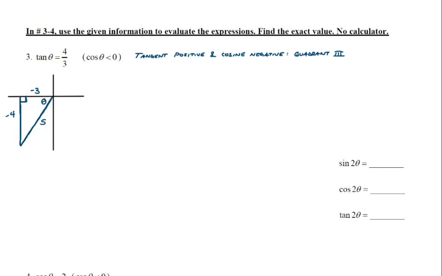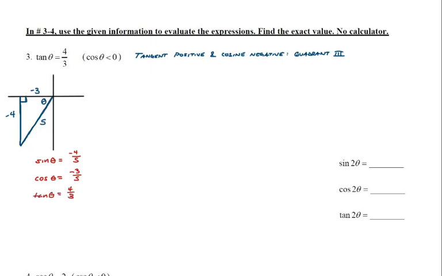So that's something to remember, especially when you're given a ratio of sides, so you'll be able to identify which side should be positive and negative. So here's my picture. From my picture, I'm going to identify sine, cosine, and tangent. So sine of theta would be negative 4 over 5. Cosine of theta would be negative 3 over 5, and tangent of theta was given to us, which is 4/3.